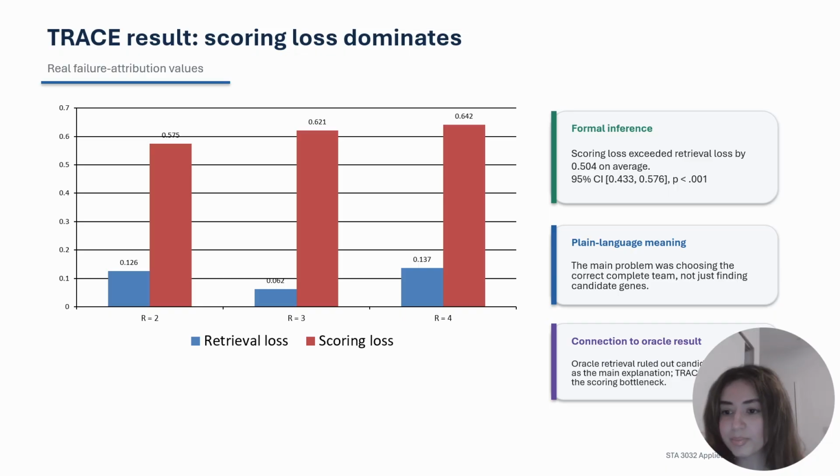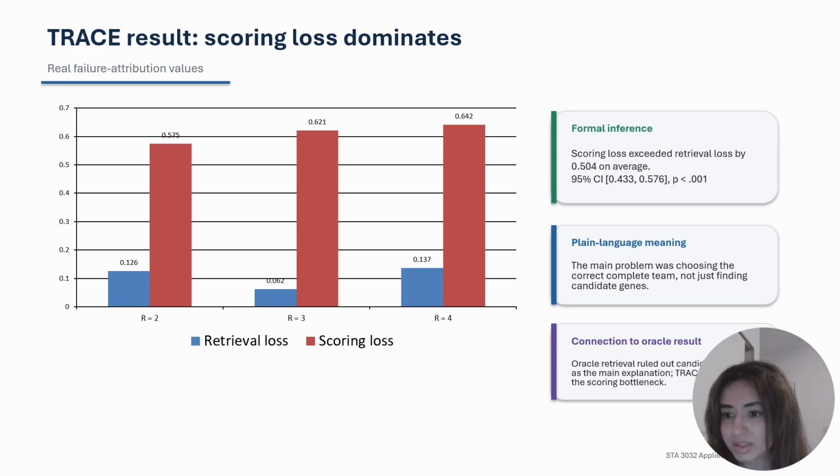So the interpretation is very straightforward. The main challenge was not getting the correct genes into concentration. It was the step after retrieval, which was assigning the correct complete team a higher score than the near miss sets, the potential sets.